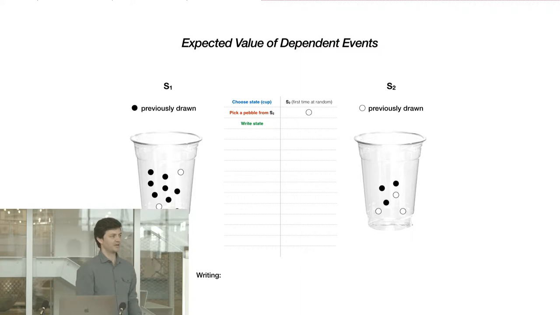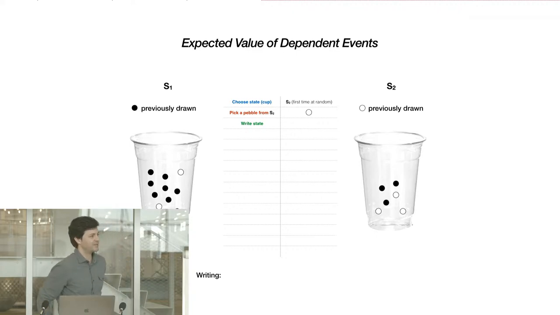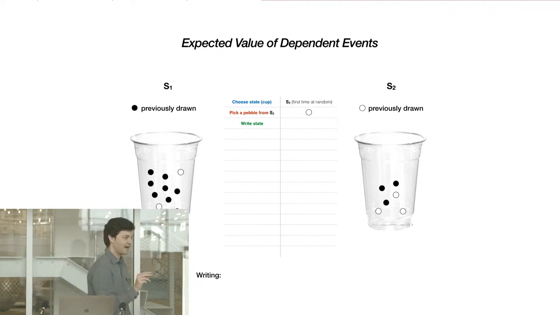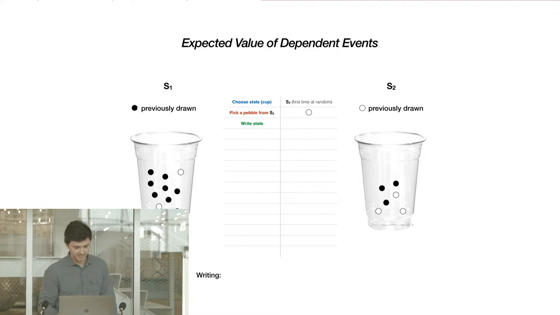So what state should I write? I just picked up the white, and I need to mark it somehow. I cannot mark I picked up white or black. I need to mark it with a state. So which state will I describe this with? Two? Yes, because two says literally white previously drawn. So if I pick up white, I will describe it with state S2, white previously drawn. Do you agree with that? OK, so I write down S2.